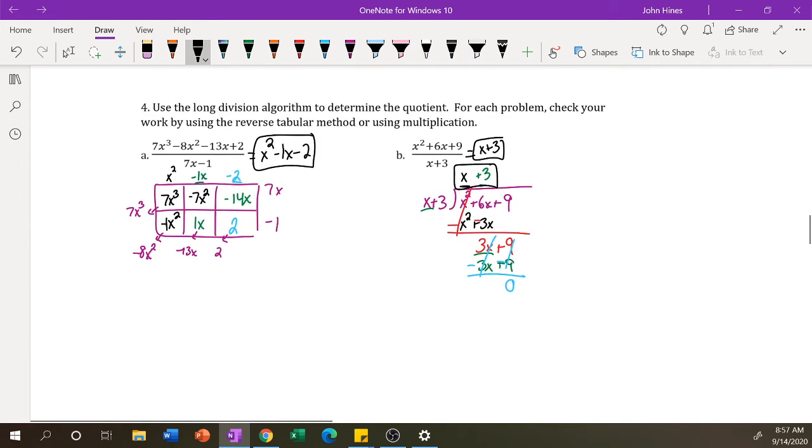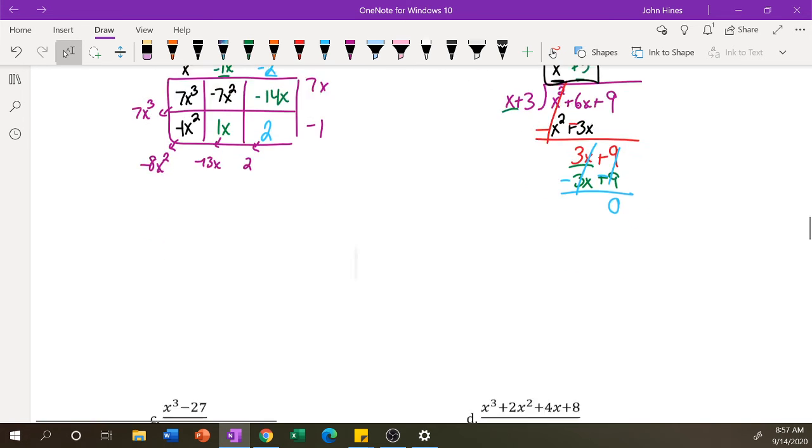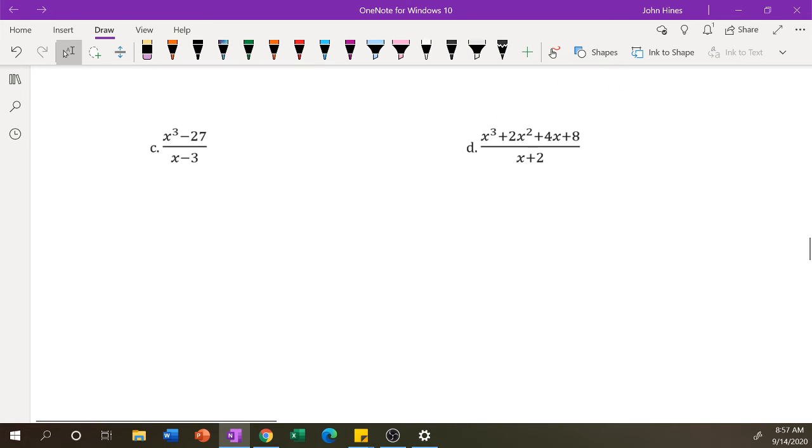Again, you could have made a table and done the reverse tabular method. Reverse tabular keeps it nice and compact, whereas long division over here kind of becomes a drawn out process. Whatever process you like, I'm okay with. I'll do a few more here. I'll do reverse tabular again to start this one off. So I'm dividing by x minus 3.